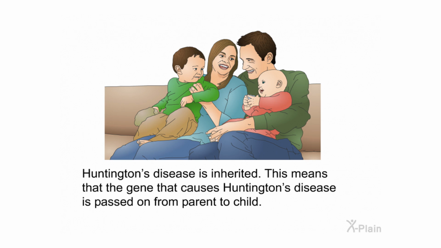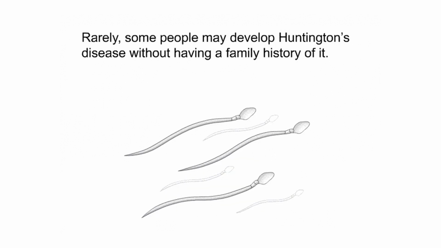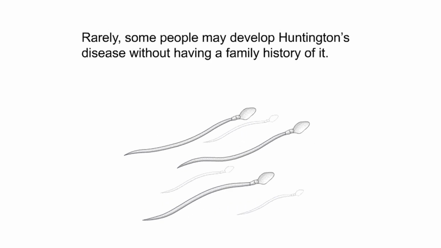Causes. Huntington's disease is inherited. This means that the gene that causes Huntington's disease is passed on from parent to child. The sons and daughters of a parent who has Huntington's disease each have a 50% chance of inheriting the gene that causes Huntington's disease. Rarely, some people may develop Huntington's disease without having a family history of it.